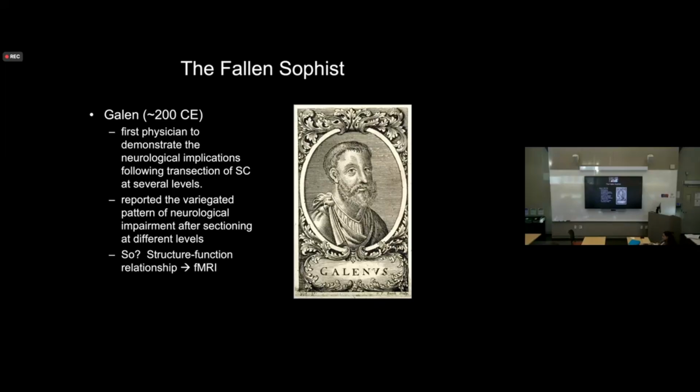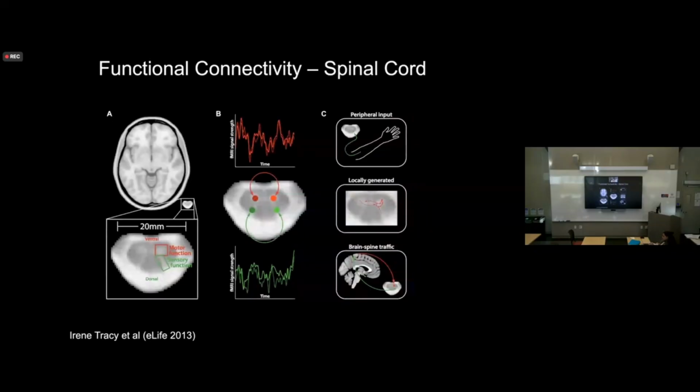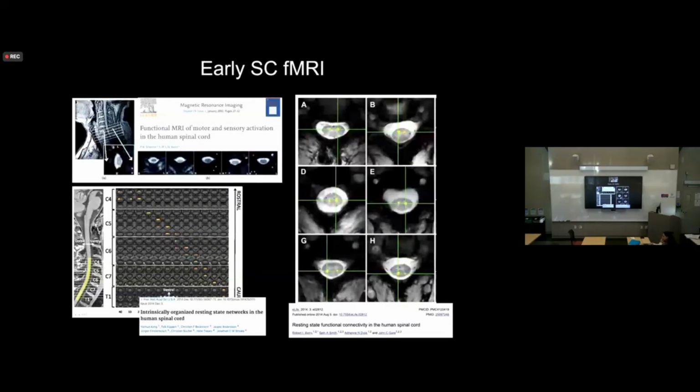So Galen at that point talked about the importance of the spinal cord's function to ultimately the function of the nervous system, the human body, and what we do. So he was sort of the first to report the variegated pattern of neurological impairment. So that brings us to our topic of conversation about fMRI and functional connectivity in the spinal cord. And certainly a lot of work has been done here by Patrick Stroman, Joe Kong, John Burks, and Rob Berry, looking at whether we can get functional information from the spinal cord.